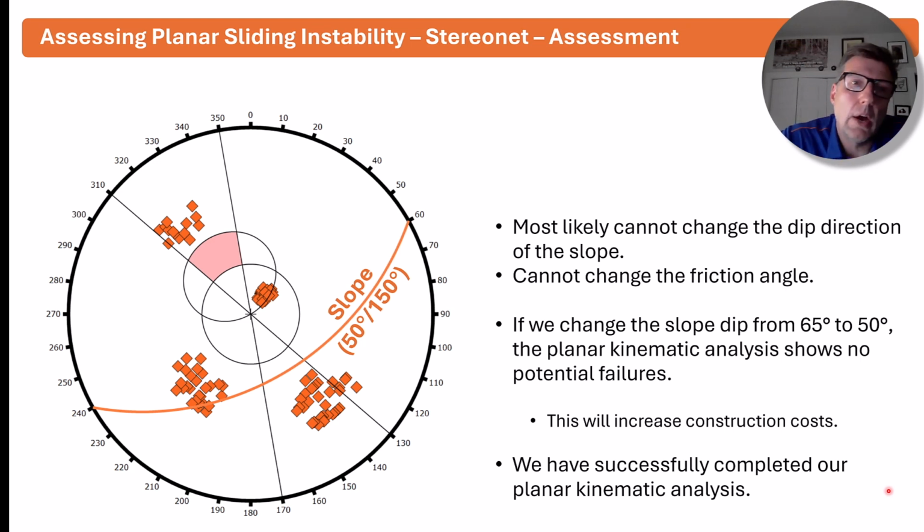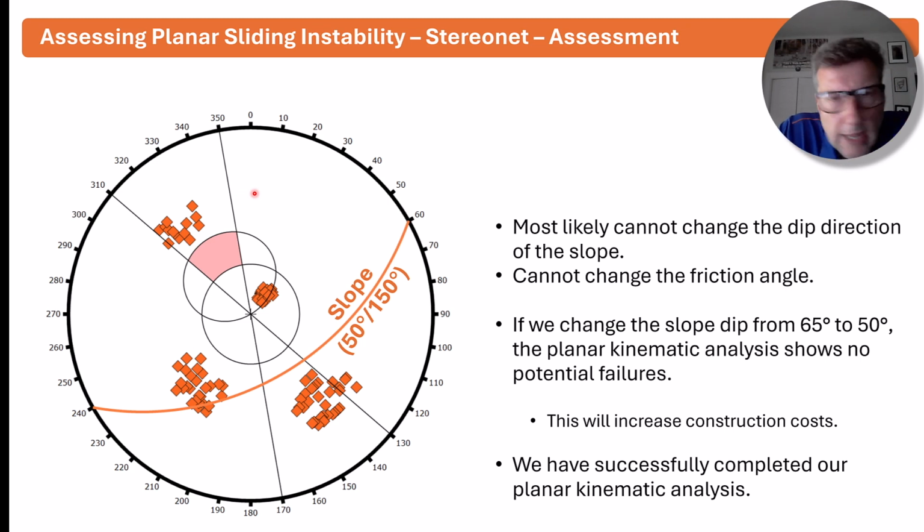However, if we look at the stereonet on the left-hand side, one of the things that we can change is the dip of the slope. This stereonet is plotting a slope with the same dip direction, but a dip of 50 degrees, not 65 degrees. And if we change the dip to 50 degrees, we see the poles to the discontinuities on joint set 1 no longer cause planar failure.